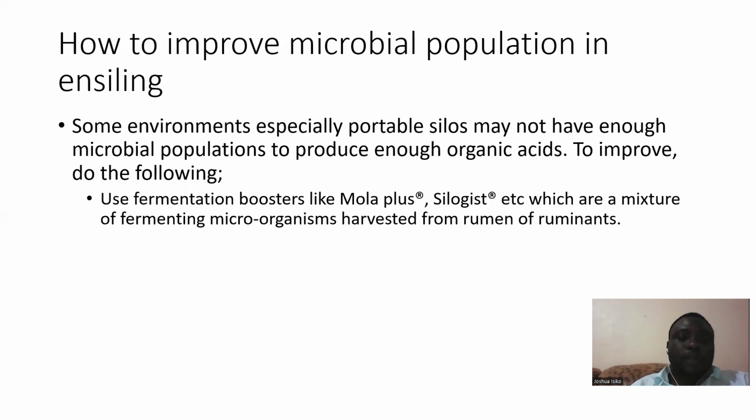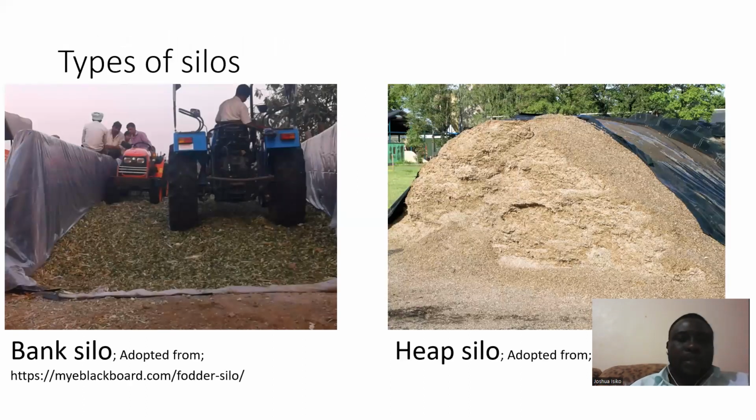These have fermenting microorganisms, sometimes harvested from the rumen of ruminants, and then they are multiplied. Sometimes if you apply such kind of boosters, you may even have your silage get ready in less than 21 days. So it takes 21 days for the silage to be ready. But because of this, you can even harvest silage in 7 days or less. So the technologies are now high, but open it after 21 days.